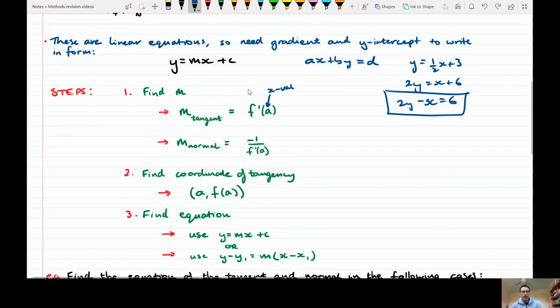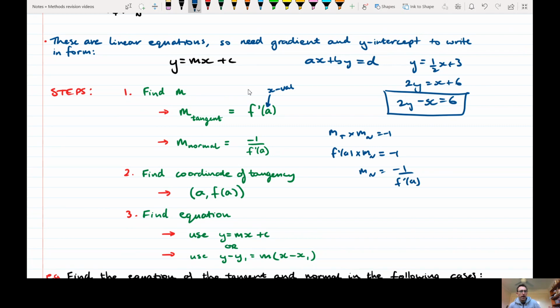The normal is given by -1 divided by that, because we said before the gradient of the tangent times the gradient of the normal gives you -1. If the gradient of the tangent is f dash of a, then to get the normal by itself, you divide by f dash of a to get -1 over f dash of a like that.